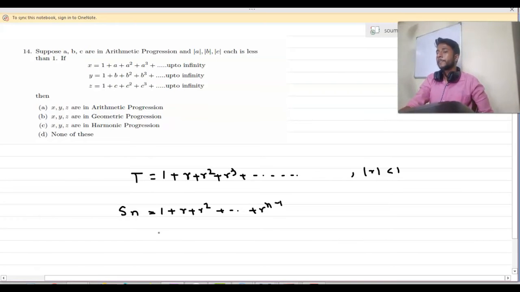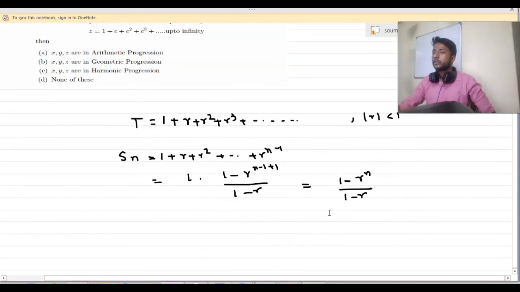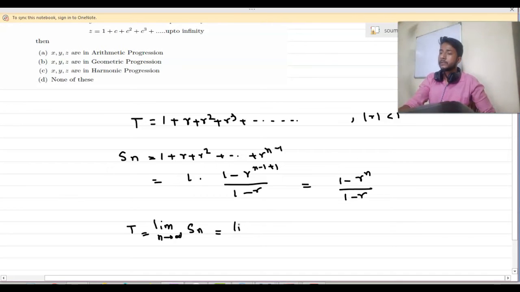So we can write it as 1 into 1 minus r to the power n by 1 minus r, which is nothing but 1 minus r to the power n by 1 minus r. So what is T? If we take the limit n tends to infinity of Sn, we will get the value of T. So T equals limit n tends to infinity Sn, that is limit n tends to infinity 1 minus r to the power n by 1 minus r.